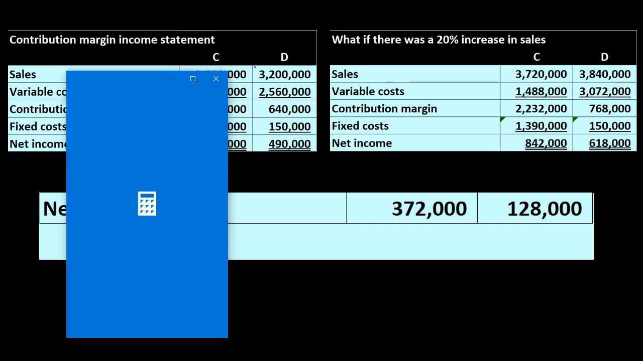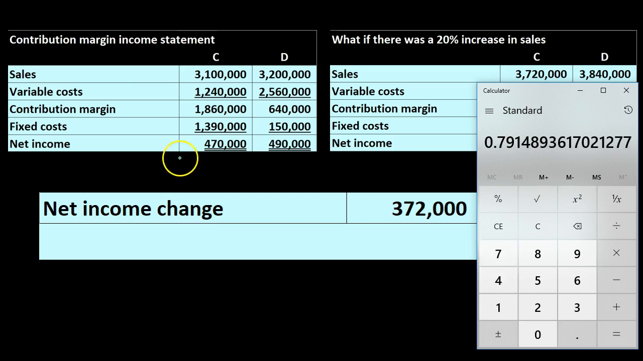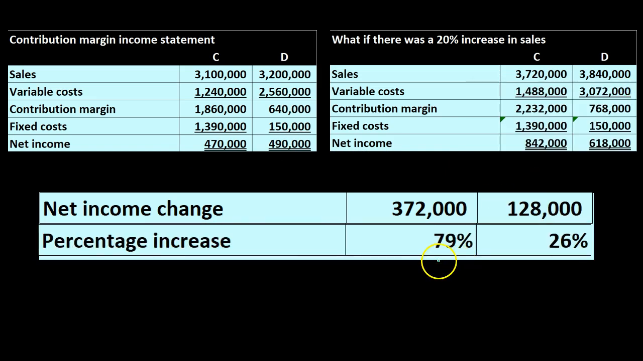So now we're going to consider the percentage change, and the percentage change is usually the change, 372,000, divided by the original number where we started at, in this case, the 470. And that's going to give us the 0.79. So now we've got the 0.79. If I do the same calculation over here, 0.26 for D. So we can see both ways, and it's very distinct in either method.